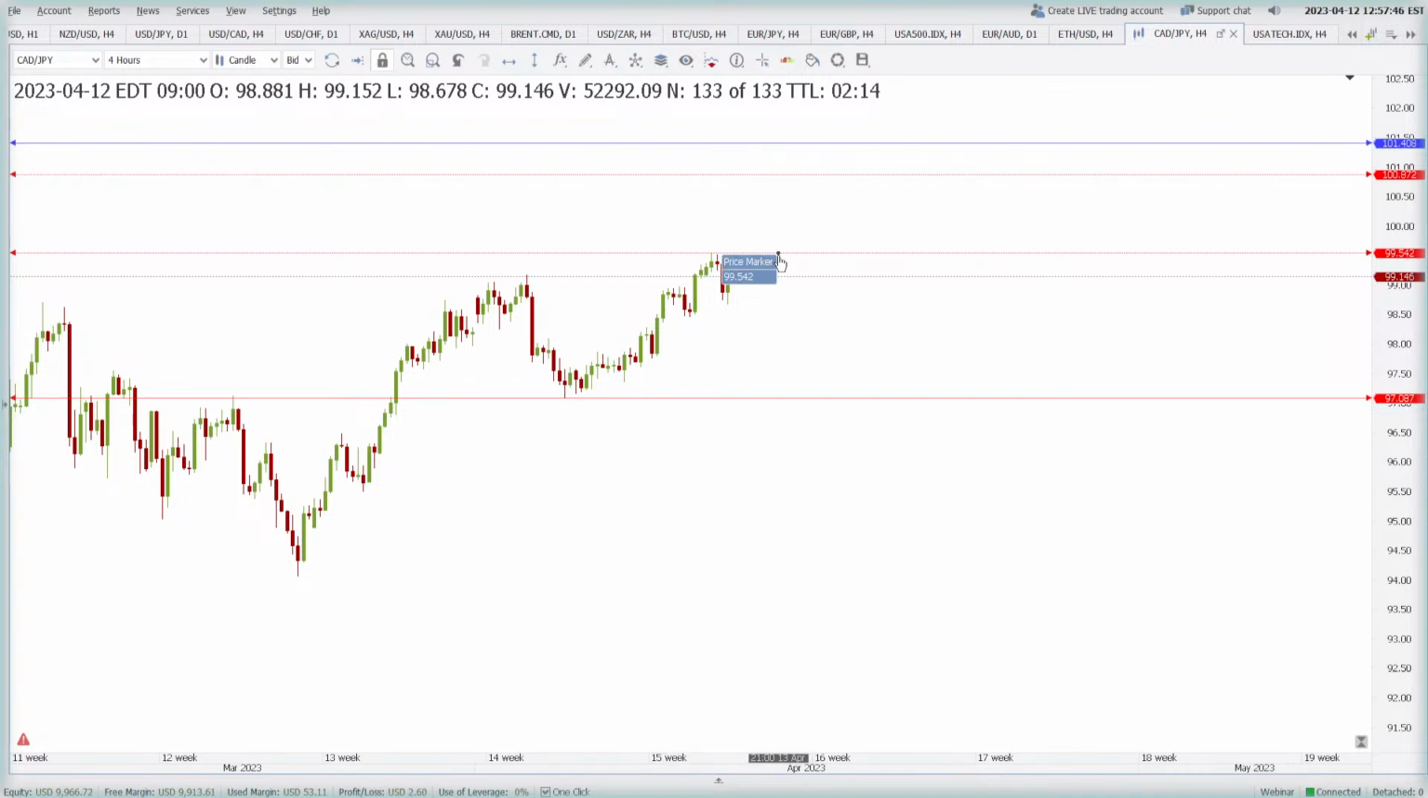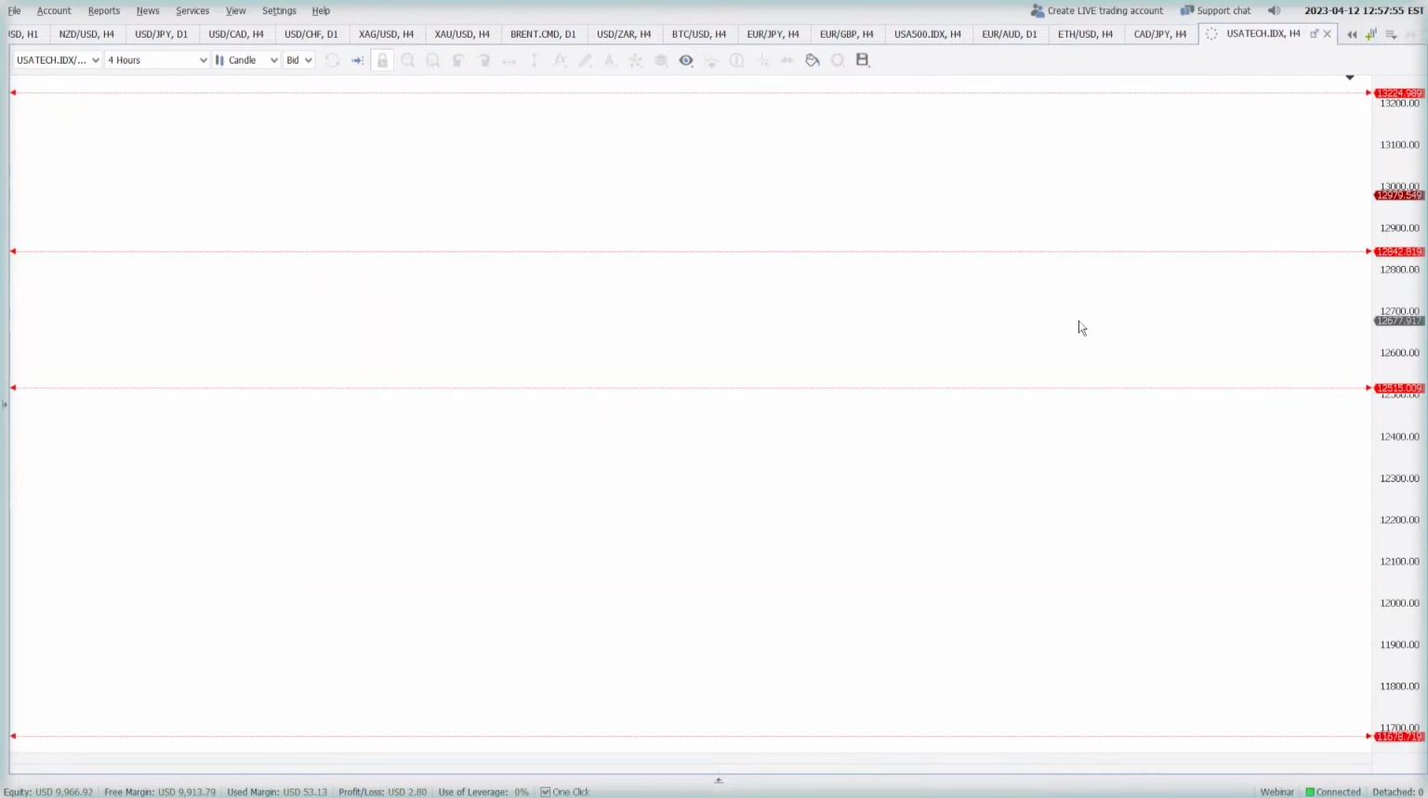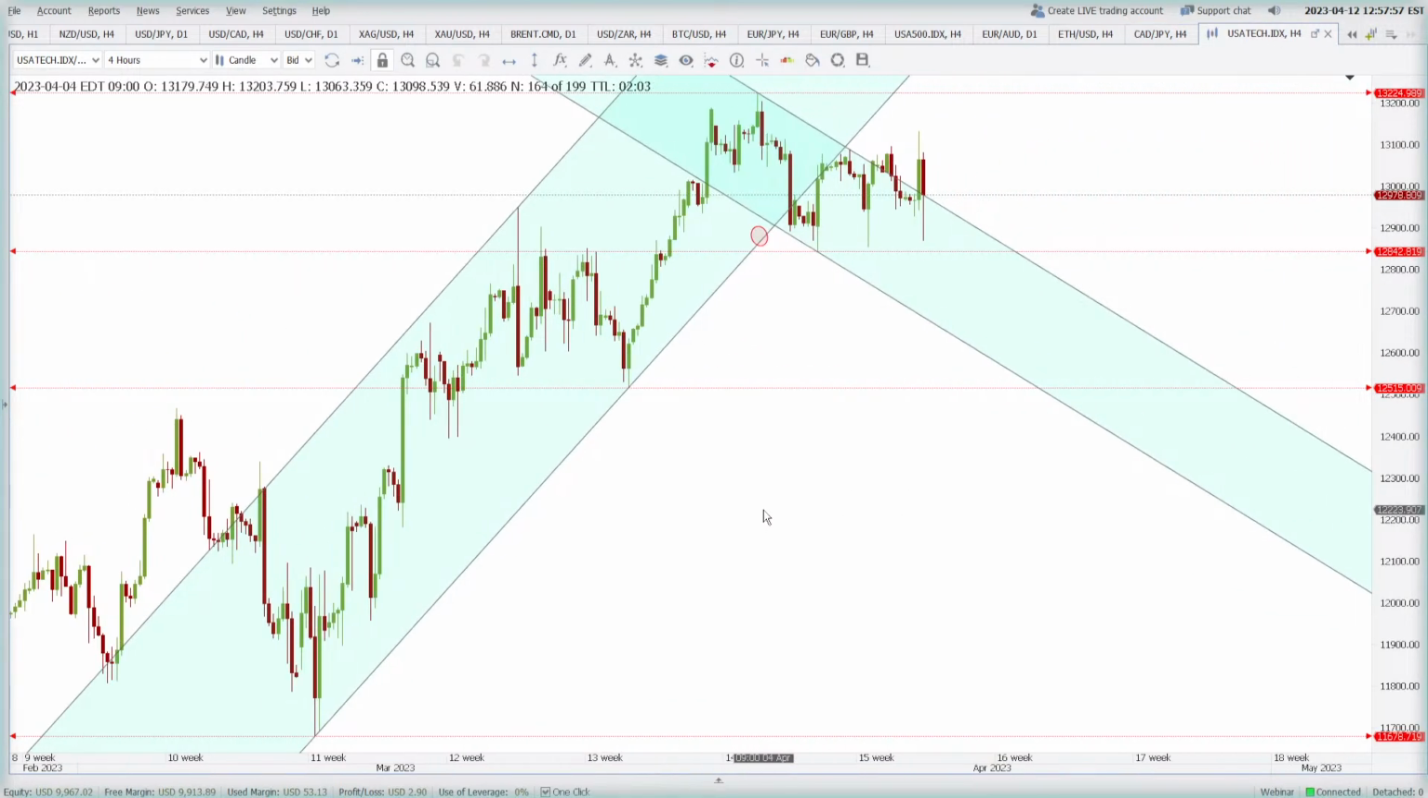99.54 is the immediate resistance. Once that is taken out, 100.87 will be exposed. On the lower side, we have support at 97.08. USA Tech is the last index that we are going to watch today.